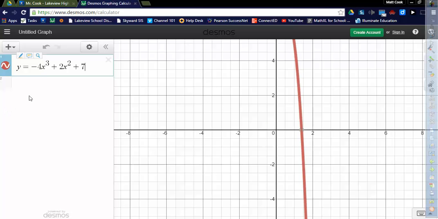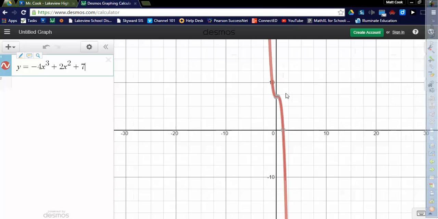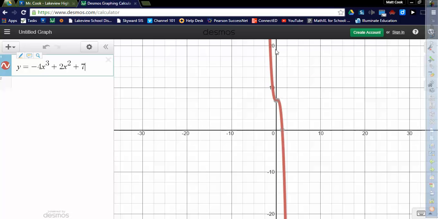All right, here's the visual proof. See how I typed it into the function right here? Negative 4x to the third plus 2x plus 7. Tough to see here. How about I zoom out a little bit? Oh, would you look at that? See how from left to right, it starts up and then it goes down. So it's an up-down graph.